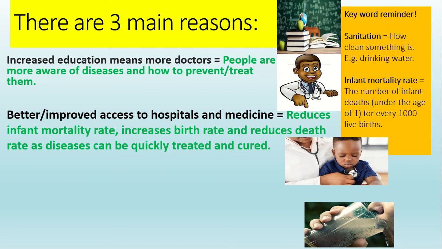The second main reason is there's been improved or better access to hospitals and medicine to humans. This reduces infant mortality rate. Now I've got the keyword reminder here. It increases birth rate and it reduces death rate as diseases can be quickly treated and cured. So if you can access hospital and medicine easier, then there's going to be fewer people dying because people can treat their diseases. More babies are going to survive, so that reduces infant mortality rate. And if infant mortality rate is being reduced, that means birth rate is going to increase. There's going to be more babies surviving.